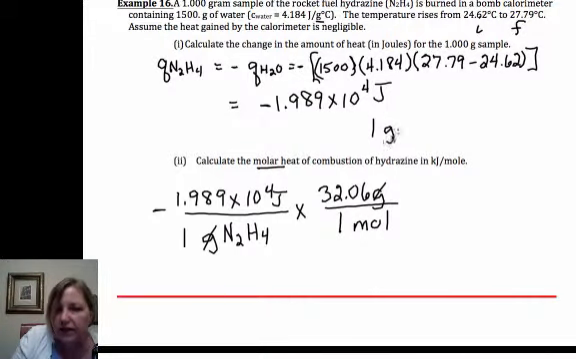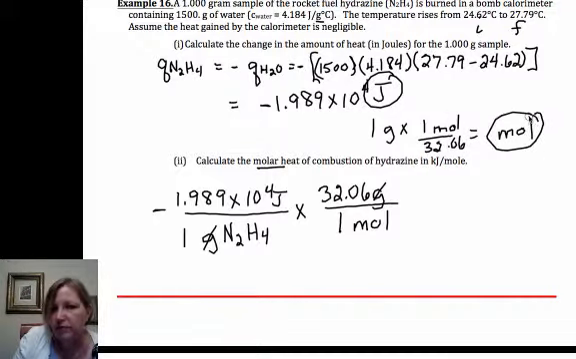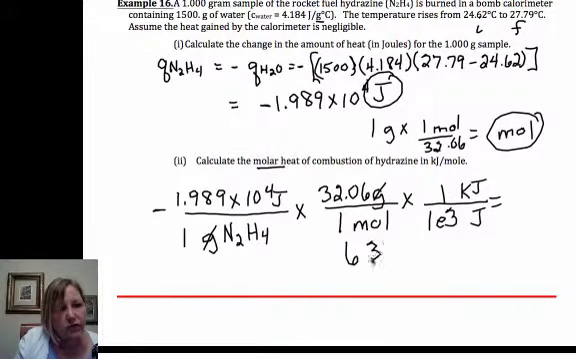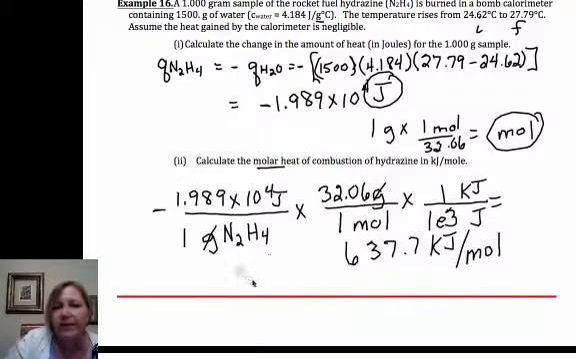Or you can just convert mass to moles using molar mass. And that would give me my moles. And then take your joules and divide by your moles. Just do it in 2 steps if you don't like this way. And then I want to get rid of my joules and go to kilojoules. 1 times 10 to the third to 1. And we get 637.7 kilojoules per mole. And we did it in just over 10 minutes.